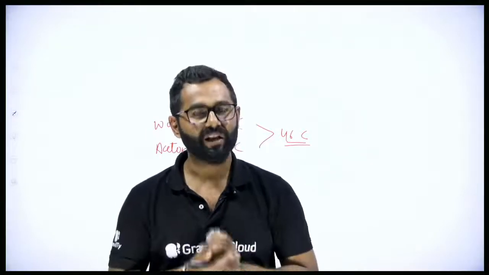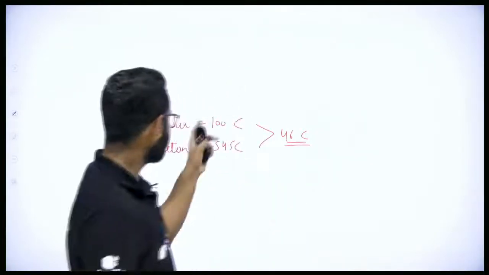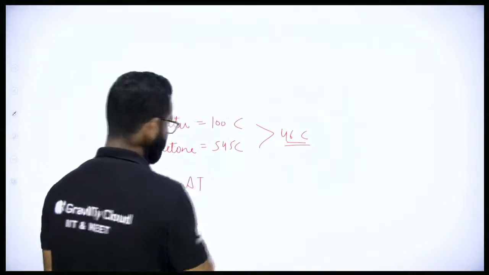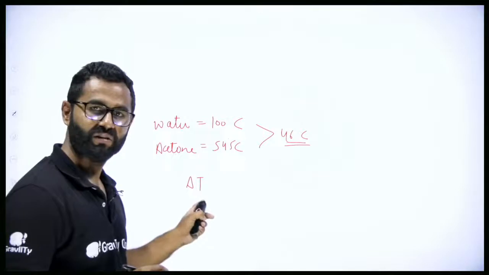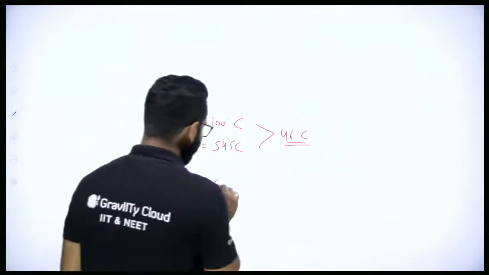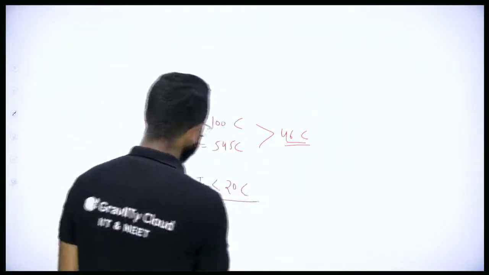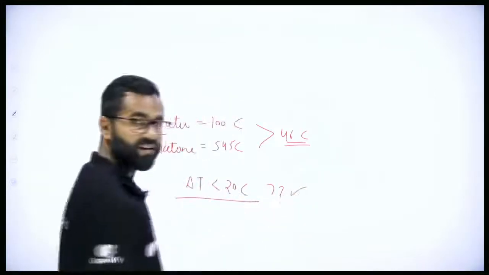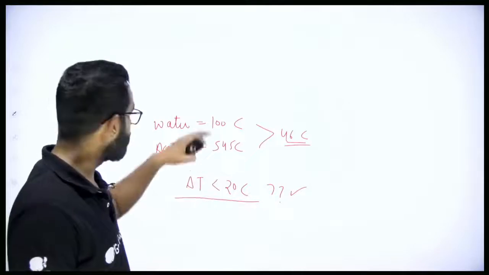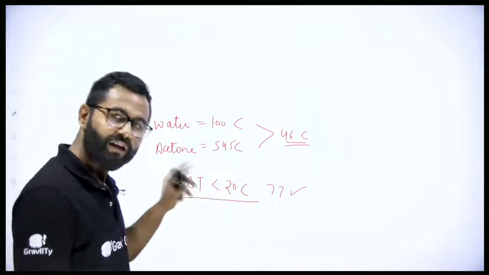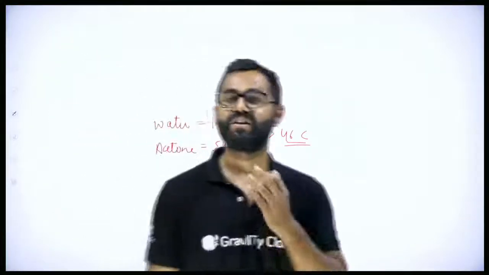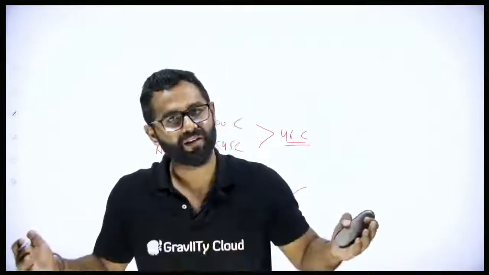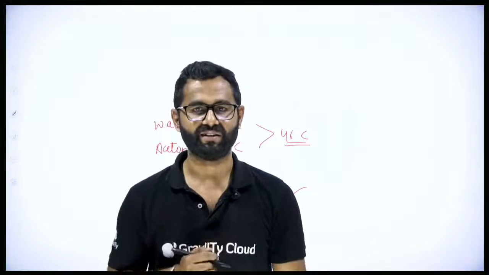But what will happen if the difference in boiling point, delta T, the difference in boiling temperature, is less than 20 degrees Celsius? What will happen if delta T is less than 20 degrees Celsius, that is, the difference in the boiling points of two liquids is less than 20? In that case, will distillation occur, or will something else occur? We have to understand that, right?